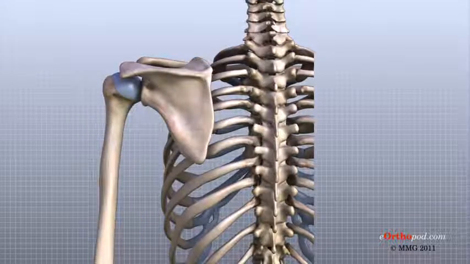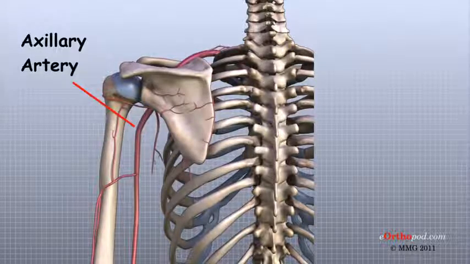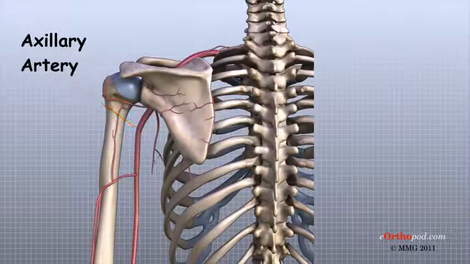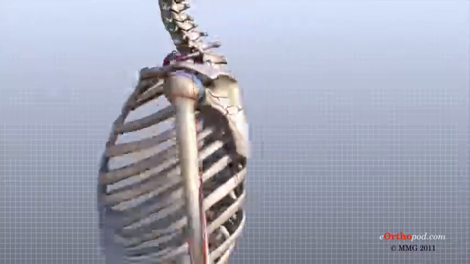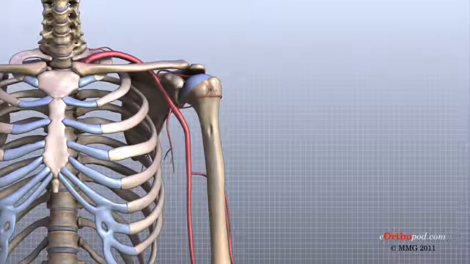Traveling along with the nerves are the large vessels that supply the arm with blood. The large axillary artery travels through the axilla. If you place your hand in your armpit, you may be able to feel the pulsing of this large artery. The axillary artery has many smaller branches that supply blood to different parts of the shoulder. The shoulder has a very rich blood supply.